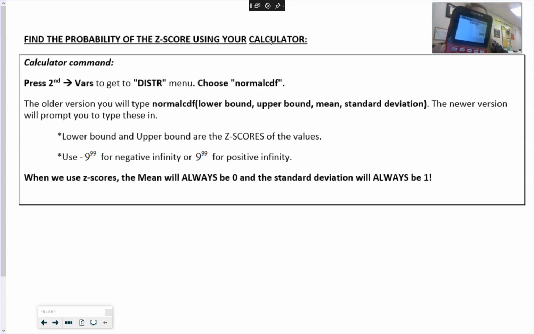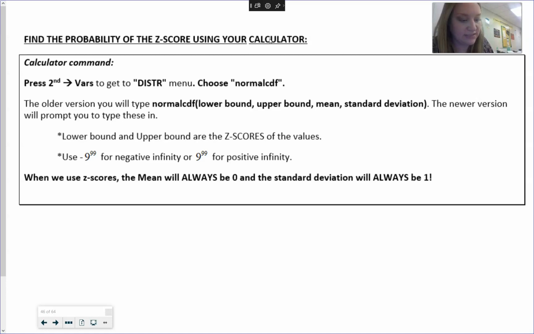So I would put my range from negative infinity up to negative 1.25, so the whole curve up to that point. Keep it 0, keep it 1, and push enter. It looks like this. Okay. On here, I'm going to have to actually put it in that order.